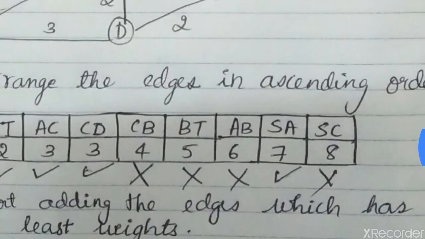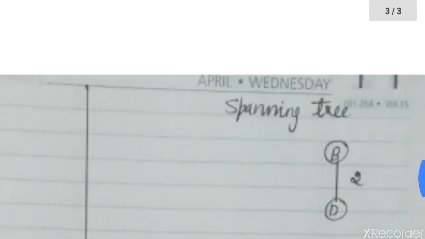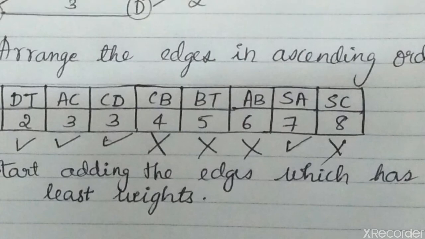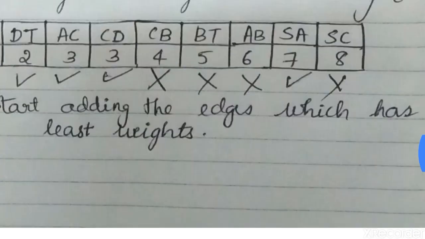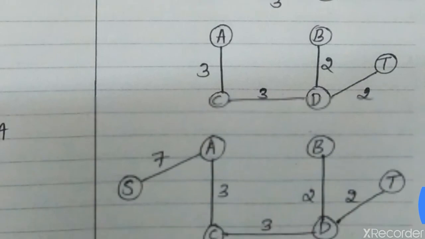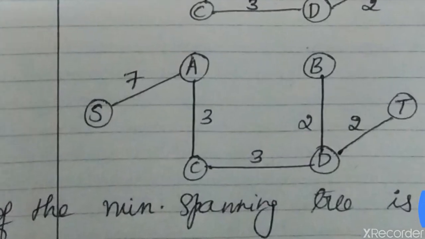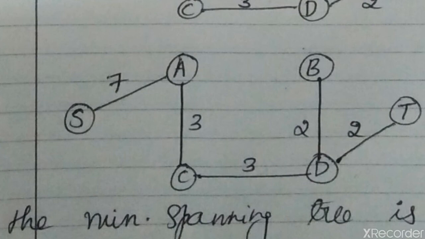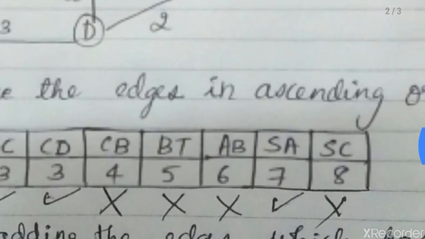Now see which is the next, AB. Just check what happens if you add AB. Again it forms a cycle A, B, C and D. So it forms a rectangle. So again you have to reject that edge, AB. Next is SA. What happens if you add SA? If you add SA, it doesn't form a cycle. So you can include that edge here. So SA is selected.